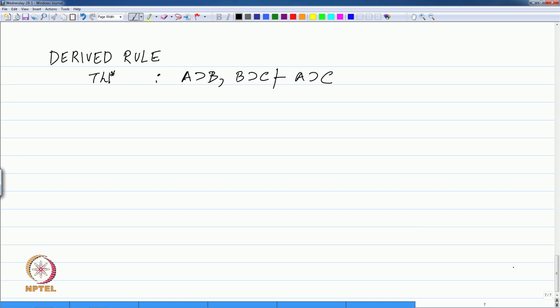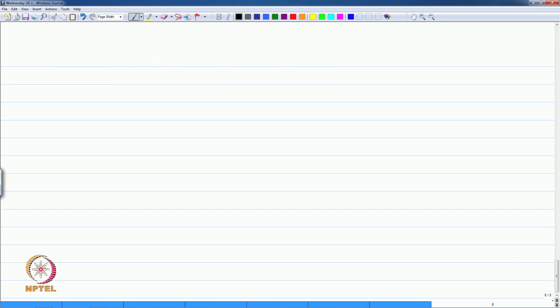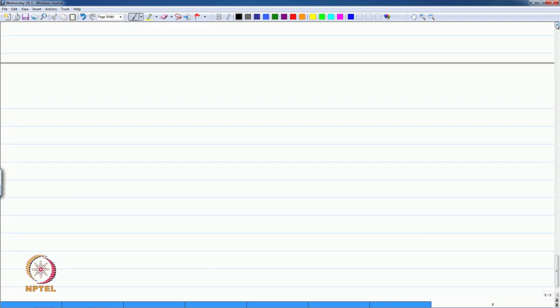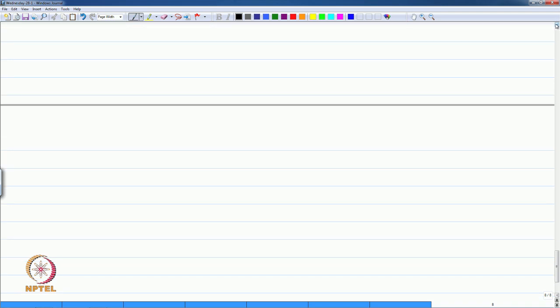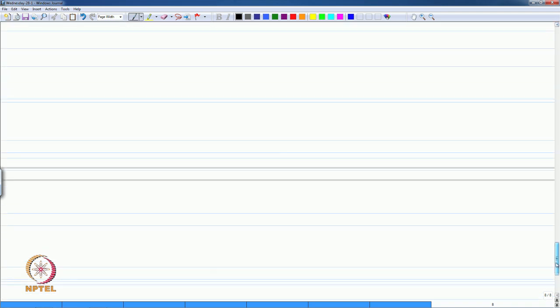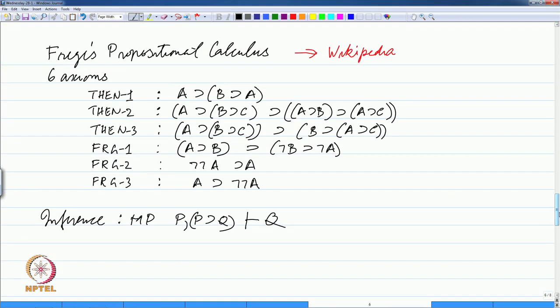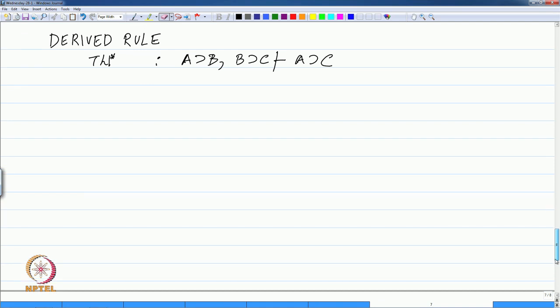So, if you look at Frege's axioms, this is all that is given to us essentially. And what we now want to do is to derive this fact essentially. So, let us see how we can do this.